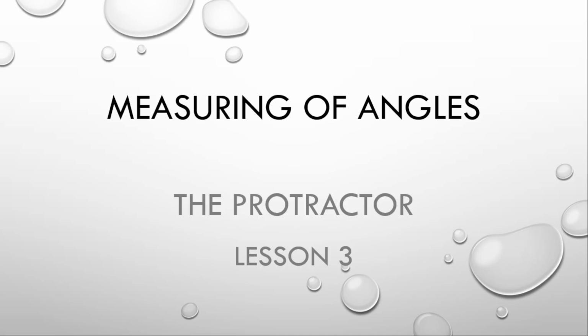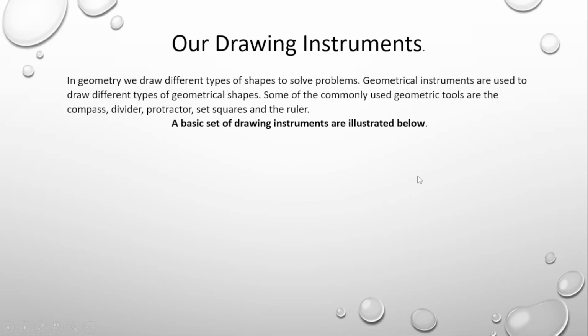Right, so we will start now how to measure an angle. But before we start with our steps, let us look at our drawing instruments. Now in geometry, we draw different types of shapes to solve problems. Geometrical instruments are used to draw different types of geometrical shapes. Some of the commonly used ones are, and I have a basic set of drawing instruments illustrated now.